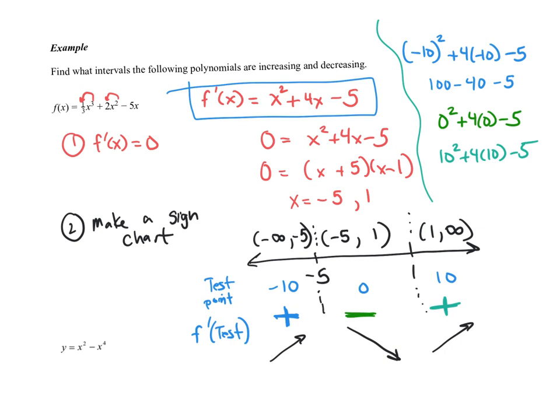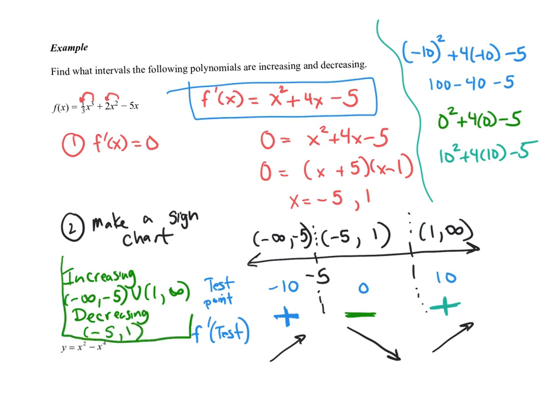So we can tell right away for this function, it's increasing between -infinity and -5, and then between 1 and infinity, and it's decreasing on the interval -5 to 1. So using that sign chart, really easy way to see this.